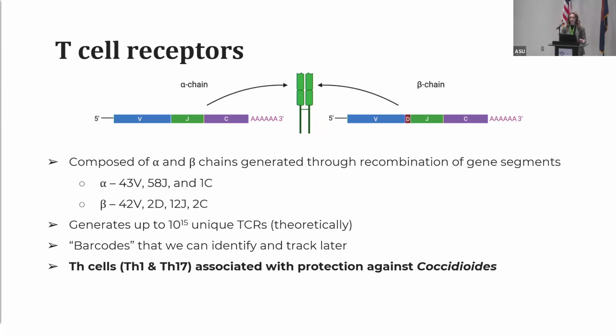And of course, we all know that T helper cells are protective against Coccidioides, but however, not all subtypes of T helper cells are protective. So Th1 and Th17 subtypes are particularly helpful.